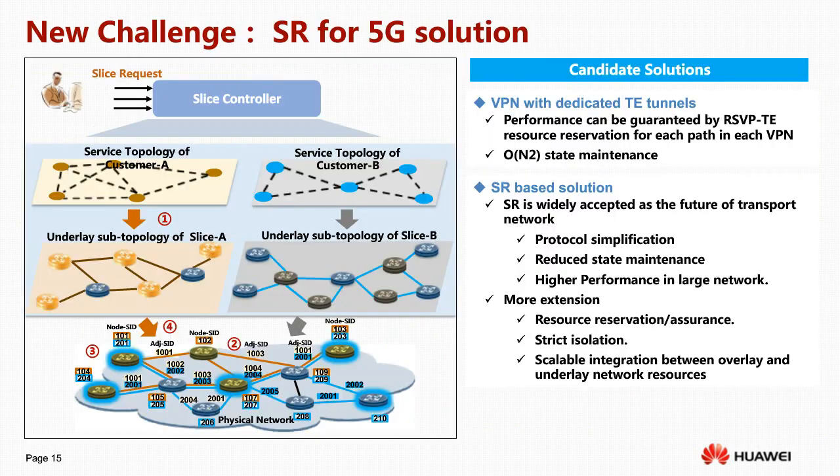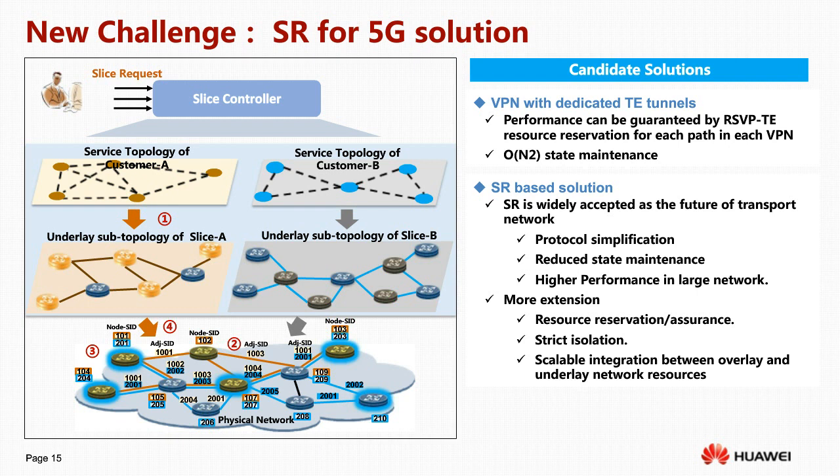Also, all of this is segment routing's current progress. Actually, segment routing also has new challenges. It's just like the 5G solution. We know slicing is the most important feature in the 5G solution. For different services, maybe different slices will need to be deployed in the physical network. At this time, maybe there are some different selections.